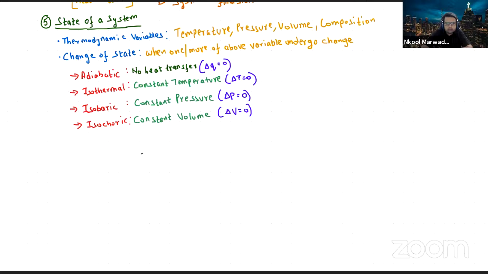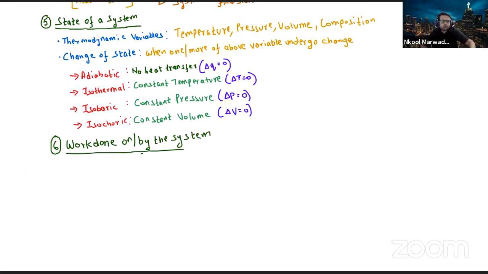Work done on the system or work done by the system. So let us quickly look at what it is. First let us make a system, then we will get an idea.